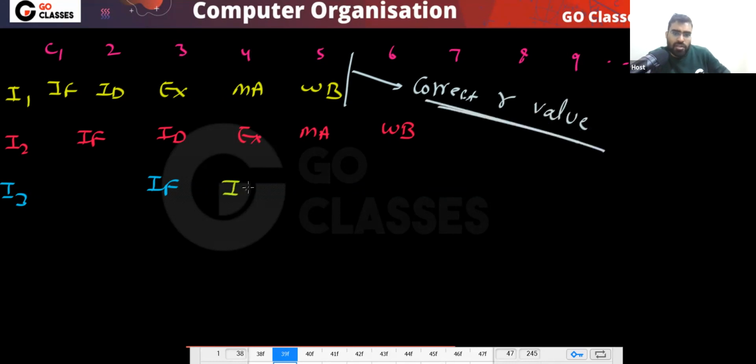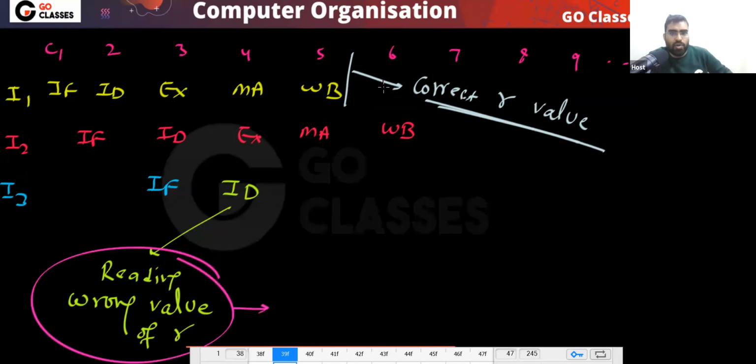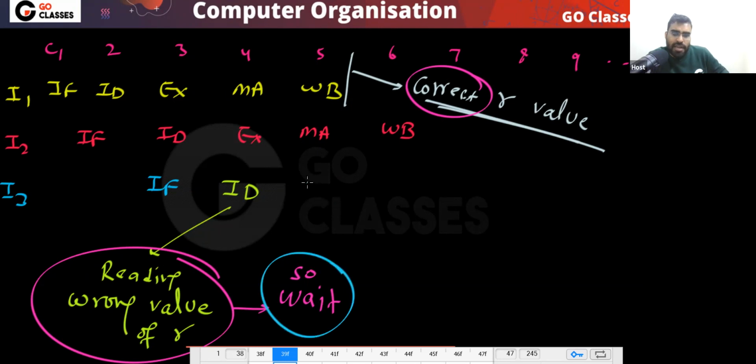Now you are in the ID stage. What are you doing, tell me. In the ID stage, you are reading the wrong value of R. So what will we do? The correct value is going to be available here, so we will wait. You wait in the ID stage. So there is a bubble, there is a stall.